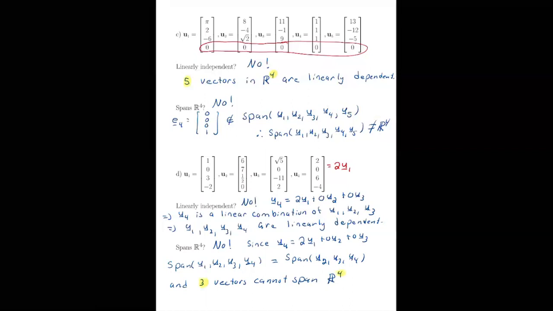So this is a nice example in that it uses a couple of the different properties of span, a couple of nice things to keep in mind. If one vector is a linear combination of the others, you can remove it as one of the generators. Like I said, it's still in this set. Span is all possible linear combinations, so u4 is still in here. And then the other result is that if you have fewer than 4 vectors in R4, then they can't span. So 3 vectors cannot span R4.